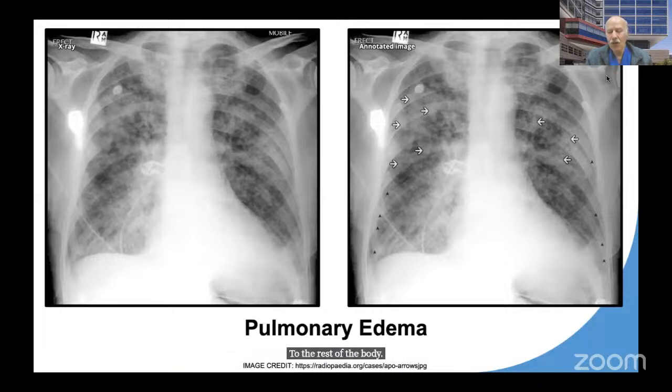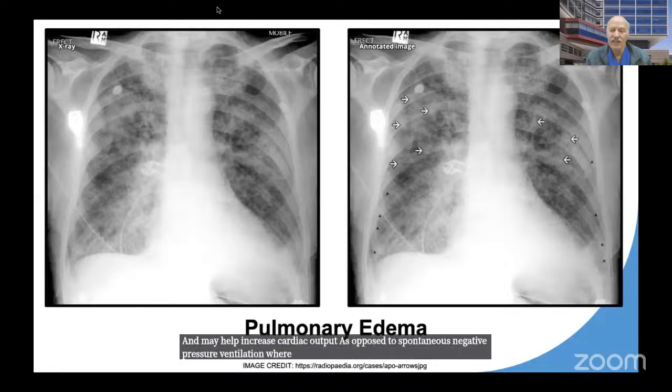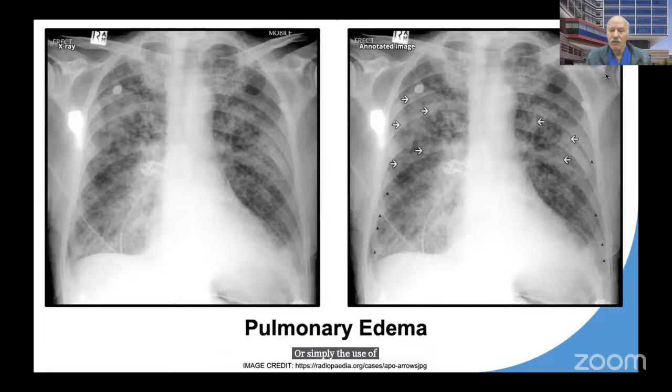So it's a form of unloading of the heart and may help increase cardiac output, as opposed to spontaneous negative pressure ventilation, where the pressure inside the chest decreases and worsens what the heart has to do, and it increases the workload. So positive pressure ventilation, or simply the use of CPAP in the non-intubated patient, can be very effective in decreasing pulmonary edema and improving cardiac function.